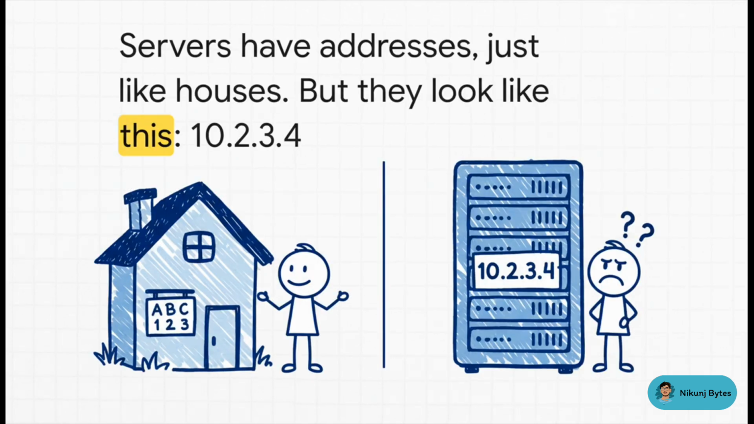Well, every single server connected to the internet has a unique address, called an IP address. You can think of it just like a street address for a house. Without it, your browser would have no idea where to send your request. But you can probably spot the problem here. There's no way you're going to remember a string of numbers for every single website you want to visit. It's just not how our brains work.